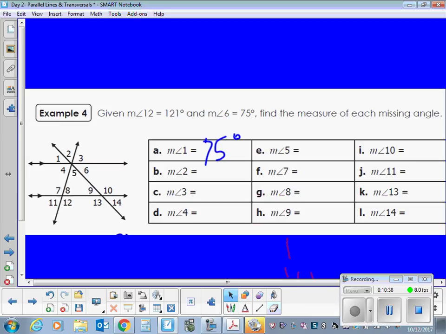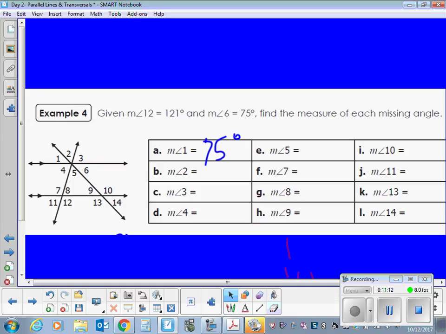Alright, what about angle measure 2? How do you do that again? Okay, so let's see here. A straight angle equals what? 180. A straight angle is 180. So 6 is 75, so 1 is 75. 12 is 121. If 12 is 121, what is 7? 121. Okay, if 7 is 121, what is 4?